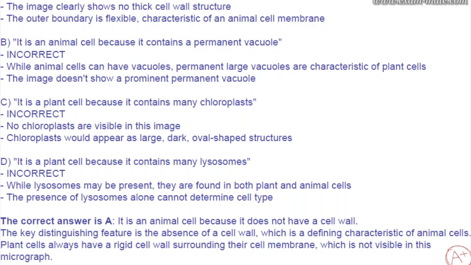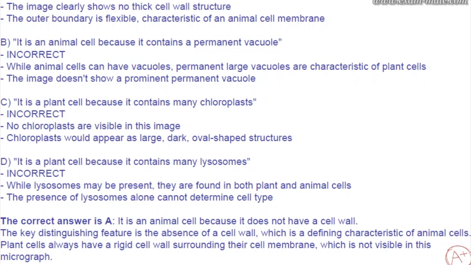C. It is a plant cell because it contains many chloroplasts. Incorrect. No chloroplasts are visible in this image. Chloroplasts would appear as large, dark, oval-shaped structures. D. It is a plant cell because it contains many lysosomes. Incorrect. While lysosomes may be present, they are found in both plant and animal cells. The presence of lysosomes alone cannot determine cell type.